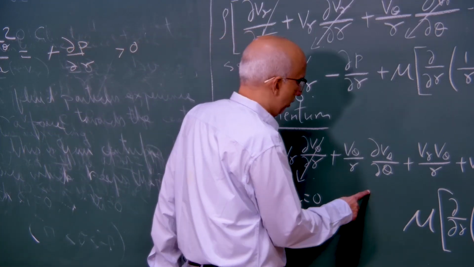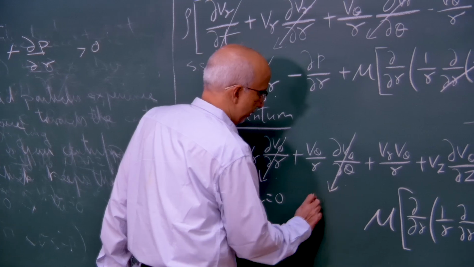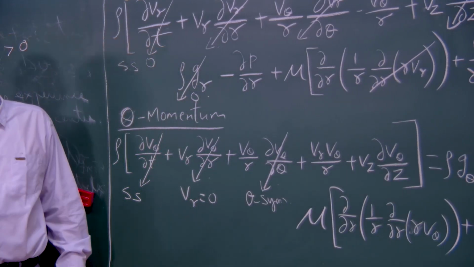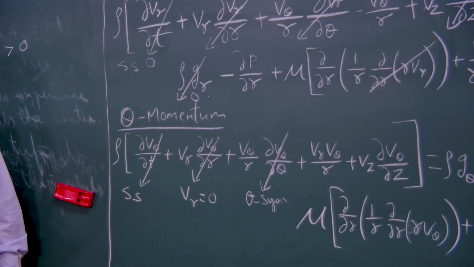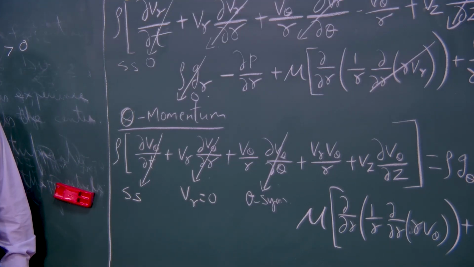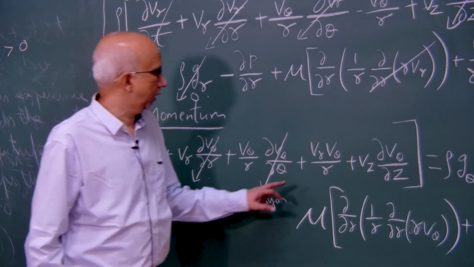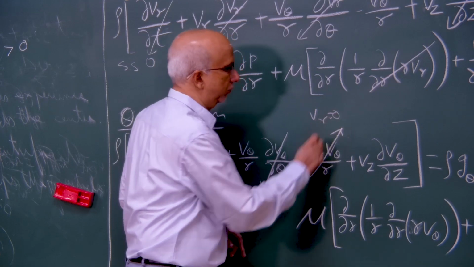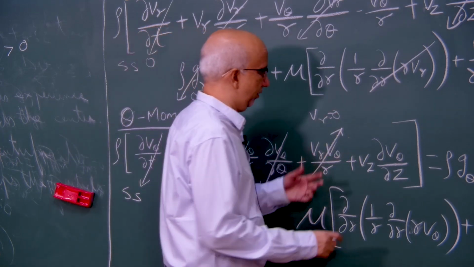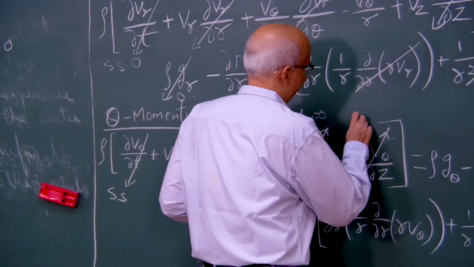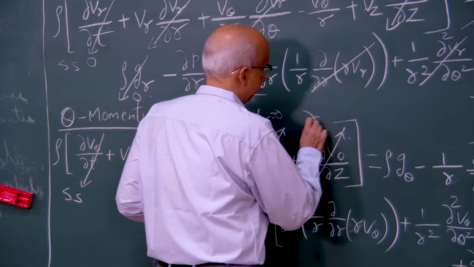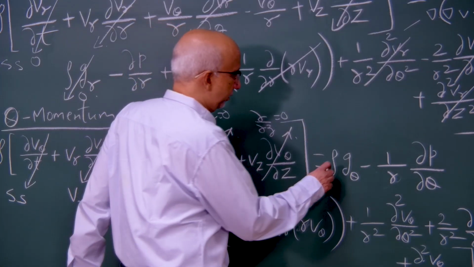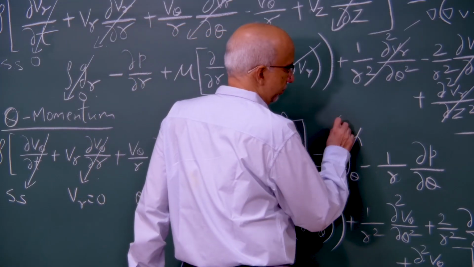This is 0 because of theta symmetry, the derivative with respect to theta is 0. Now, this is 0 because Vr is 0. This is 0 because we are not focusing on the center, therefore d by dz is 0. In the theta direction, there is no gravity, so that goes off.